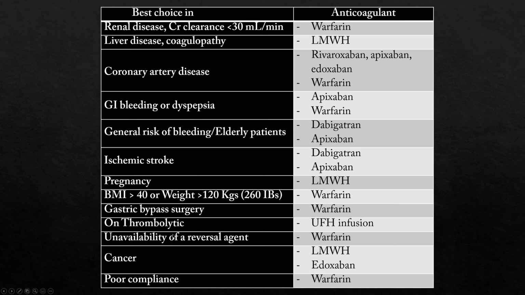Thrombolysis, we talked about that. And with availability of reversal agents, we go back to the old days and we use warfarin. Cancer patients, now this is a very important question. The use in cancer patients: the studies are still ongoing. They talk about using DOACs with cancer, and sometimes they're not used. So far, the DOAC that's promising for cancer patients is edoxaban. Soon maybe it's going to be approved. But so far, the first line for cancer patients who require anticoagulation is still by far low molecular weight heparin. Poor compliance, also we go back to the old days, we use warfarin.